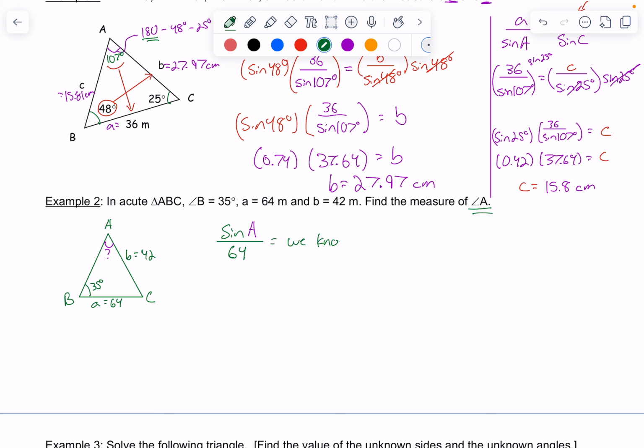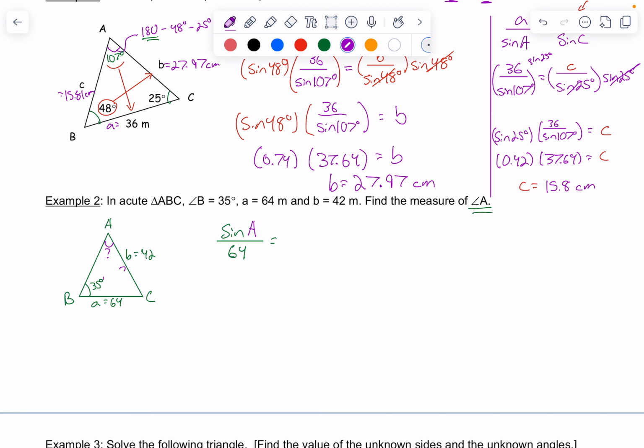A ratio that 100% is true. So what combination of angle and opposite side length do we have? Well, we have this combo right here. We have the 35 and its opposite side length. So we can set what we're looking for equal to sine B over little b. So that's sine A, which we're looking for, over 64.